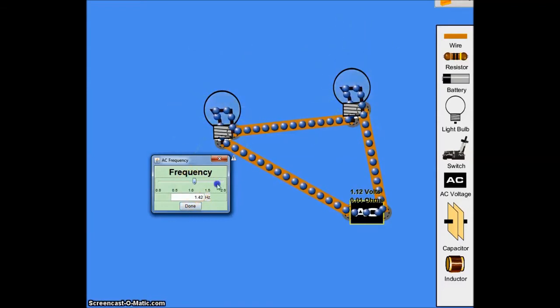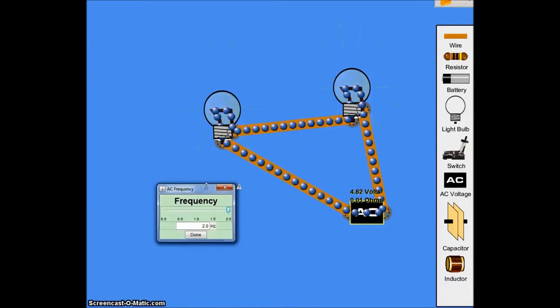We can bump it up to 2 times a second. That's the most that the program can hold. So we can see that they're flashing a lot quicker now. Now imagine this times 30. You wouldn't be able to tell the difference between flashing or on and off. It would just be constant on. And that's what happens in your houses. You can't tell the difference between on and off.